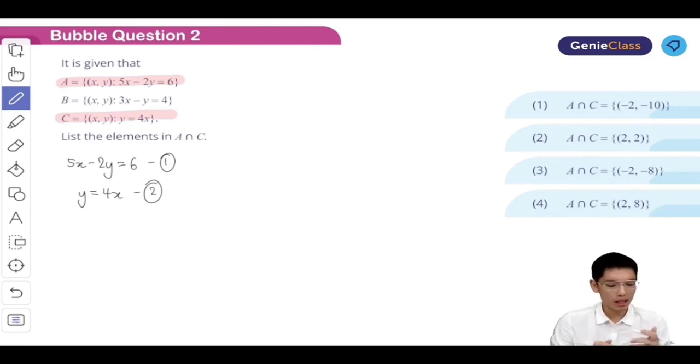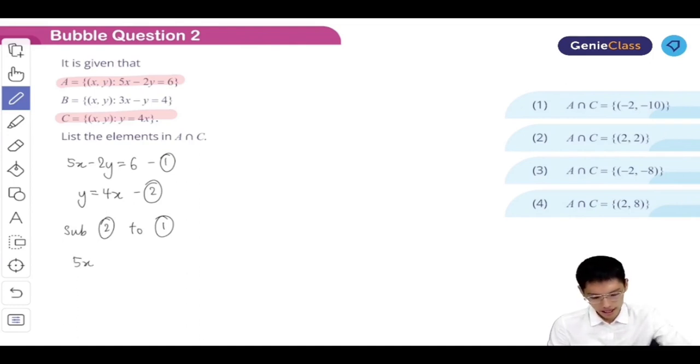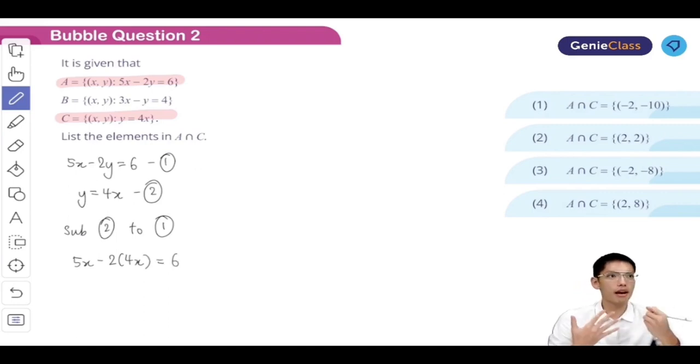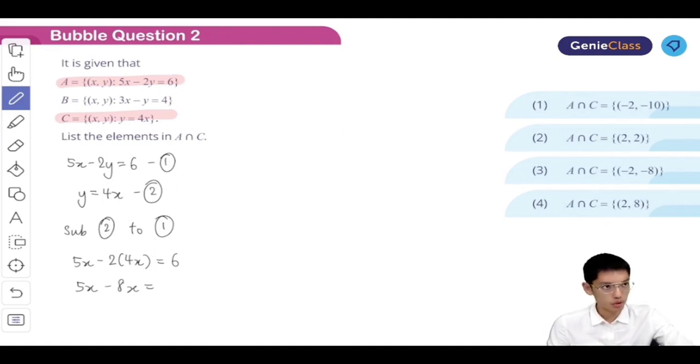Okay, so from here, what do we do? You realize y is already my subject, so I just substitute y into my equation 1. Then from there, what do we do? Okay, so that's where I have 5x minus 2 times 4x is equals to 6. And from there, we slowly manipulate. So that's where I have 5x minus 8x is equals to 6. Manipulate further, minus 3x is equals to 6. And from there, what do we do?